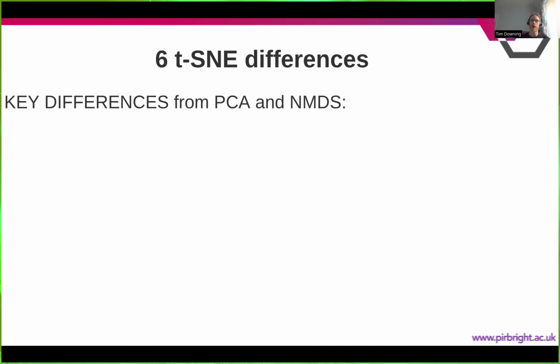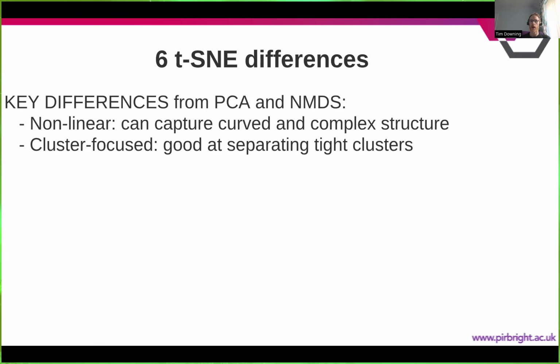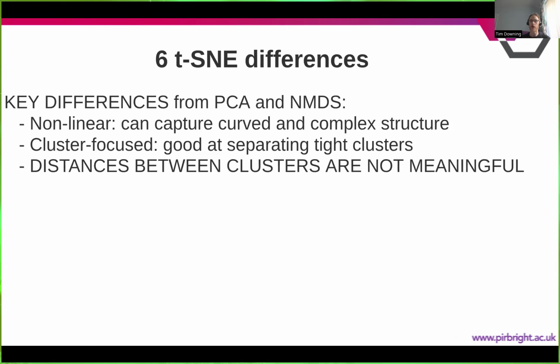A difference between PCA and non-metric MDS compared to t-SNE is that t-SNE can better capture nonlinear effects for complex structures. It can be good at separating tight clusters. One big thing, which is why I put it in capitals, is that inter-cluster, intergroup distances are not meaningful. The axes do not have any intrinsic meaning in t-SNE nor in UMAP, and shouldn't be used for distinguishing between clusters because they are very far away or very near.